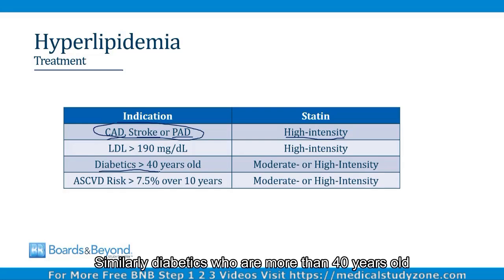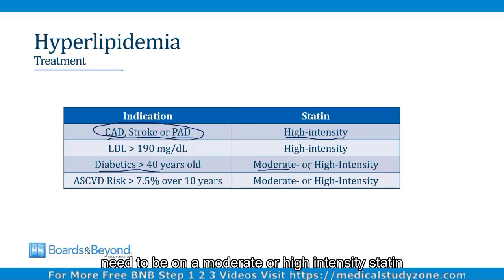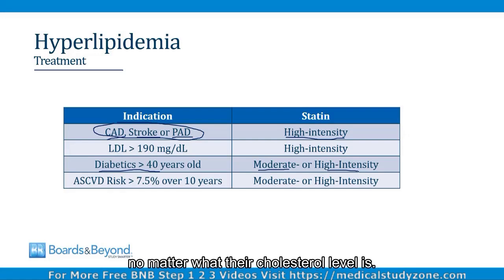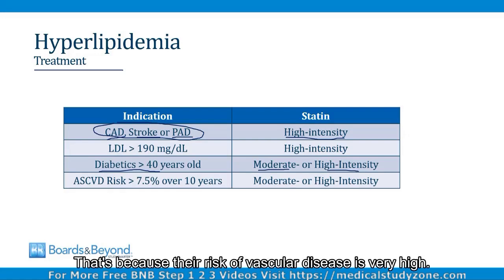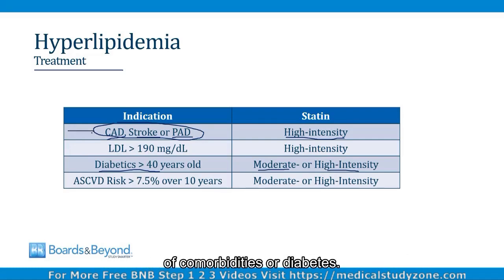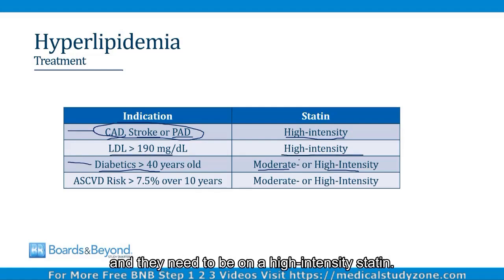Similarly, diabetics who are more than 40 years old need to be on a moderate or high-intensity statin no matter what their cholesterol level is. That's because their risk of vascular disease is very high. For patients who don't have one of these comorbidities or diabetes, if their LDL cholesterol is greater than 190, then they need to be on a high-intensity statin. 190 is a very high level of LDL, and patients with that level of cholesterol elevation need statin therapy.